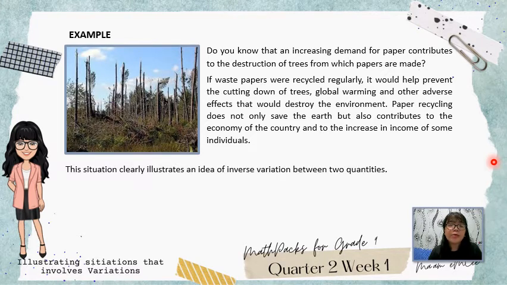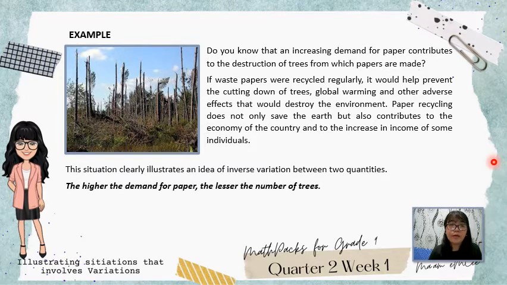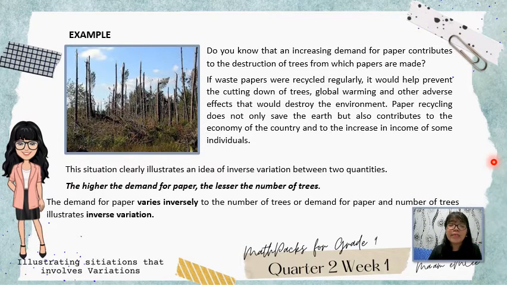Now, this situation clearly illustrates an idea of inverse variation between two quantities. We are talking about here the demand for paper and the number of living trees. They illustrate inverse variation because as we demand more papers, then more trees will be cut. That means to say we will have less living trees. So the higher the demand for paper, the lesser the number of trees. So the demand for paper varies inversely to the number of trees, or the demand for paper and the number of trees illustrate inverse variation.